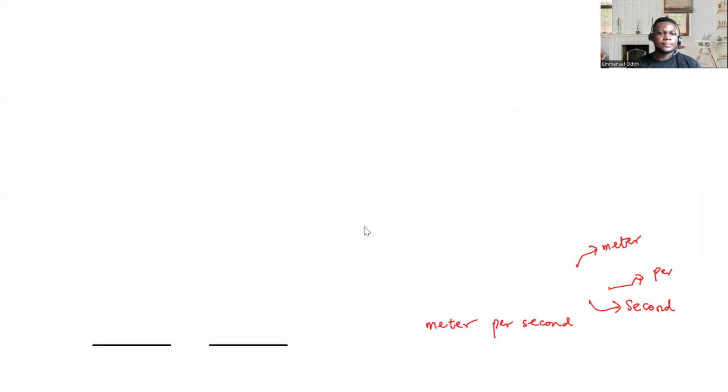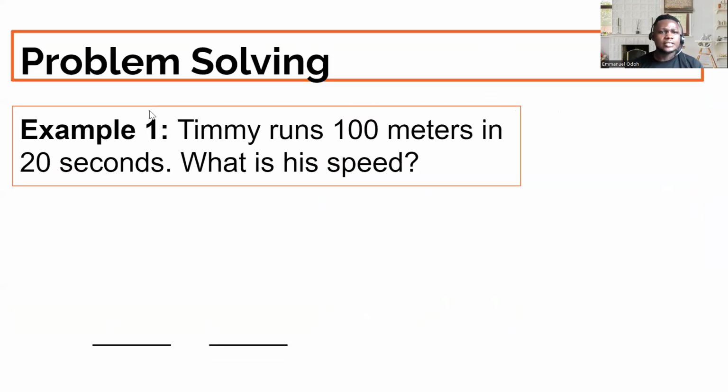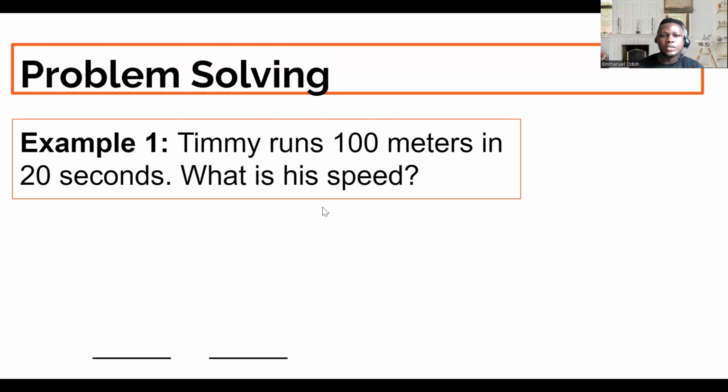So let's move to the next concept. Now let's look at an example of how to calculate speed. Let's solve a problem. Example: Timmy runs 100 meters in 20 seconds. What is his speed? For us to calculate speed, we need to get the distance and time. The distance is 100 meters and the time is 20 seconds.